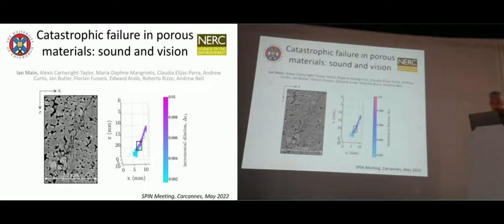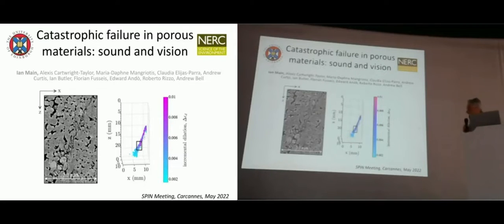That's it. So I'm going to talk to you about one of my favourite subjects, which is catastrophic failure in porous media. And I'm going to look at the sound, that is the noise that these events make when they're occurring, and the vision. Now we have the vision. We can see inside the sample using computer tomography X-rays. And we can put the two together to see whether our previous inferences made from seismology hold.